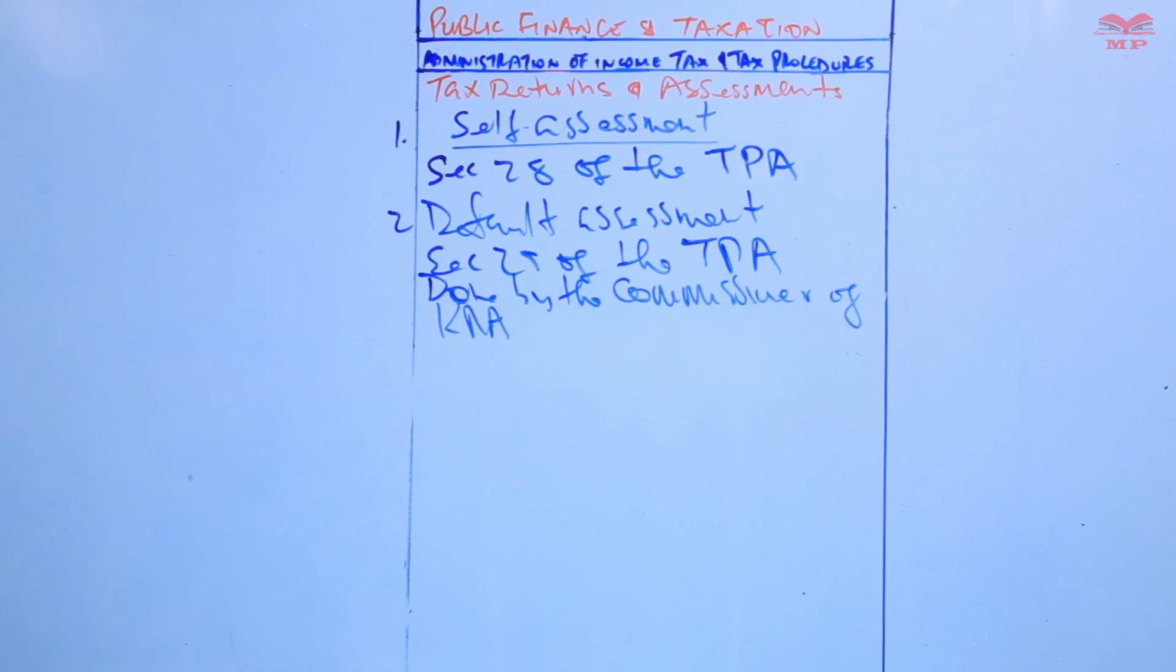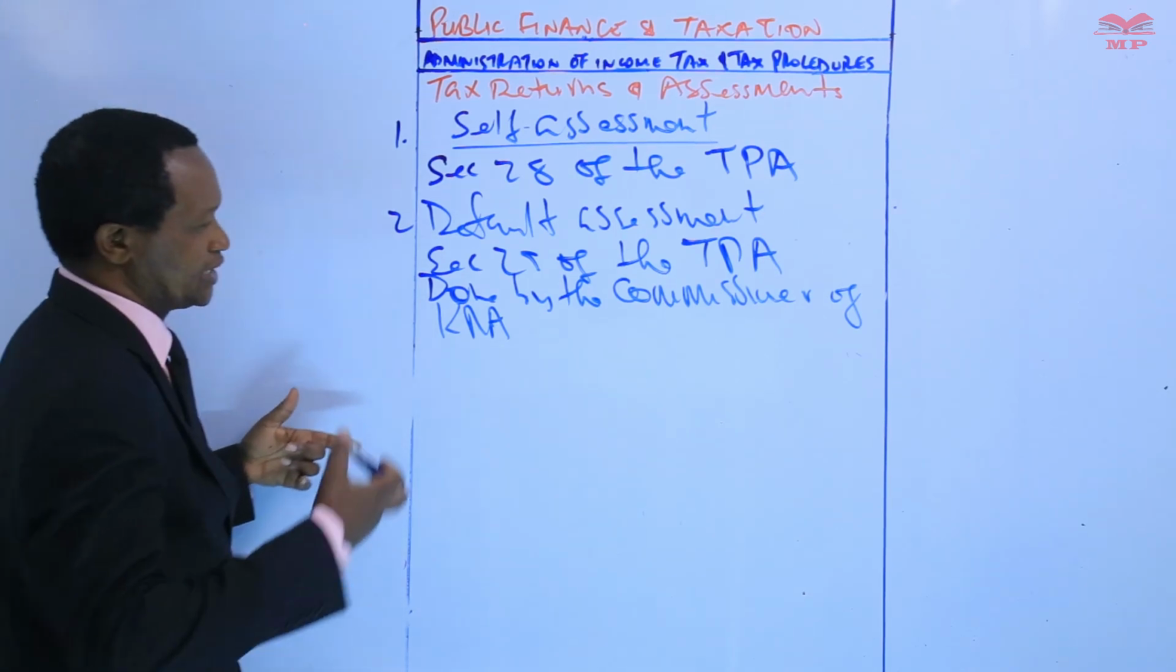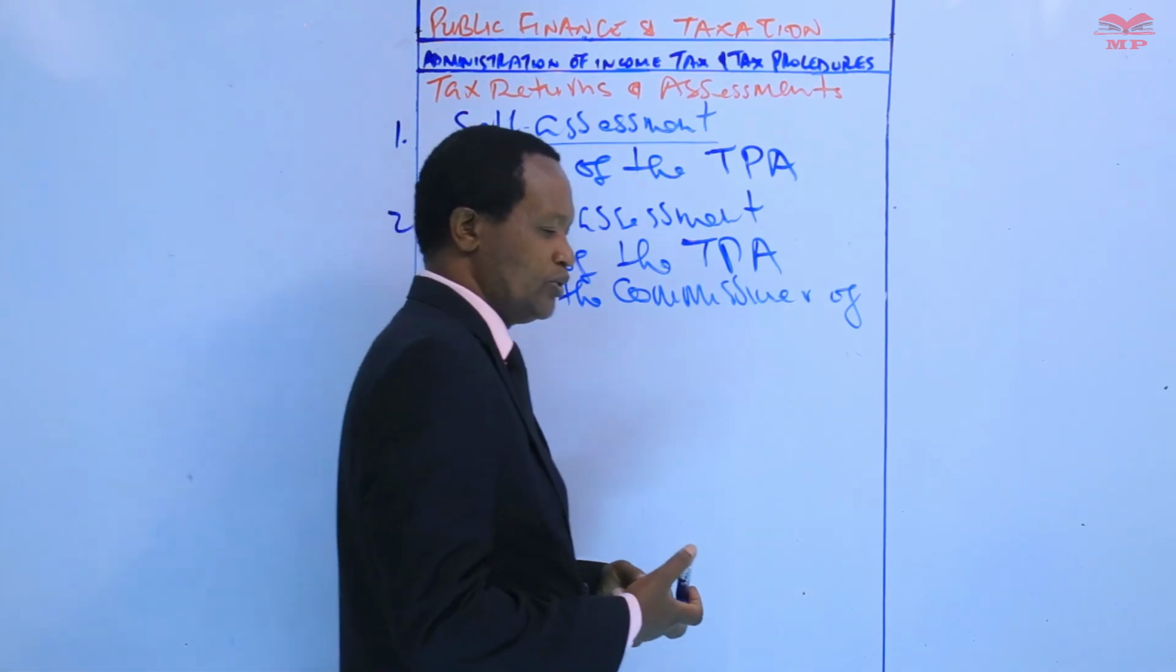And the implication is that a default assessment often results in a higher tax liability than what the taxpayer might have calculated themselves, because it is based on estimates and may not factor in all the eligible deductions or reliefs. So it also attracts penalties for late filing and potentially for underpayment of tax. So the burden of proof to dispute a default assessment will then lie with the taxpayer.